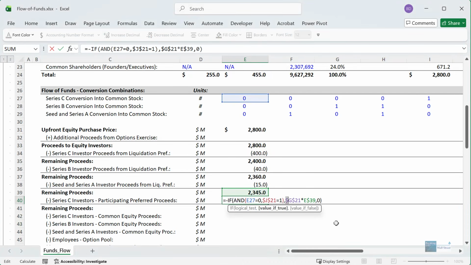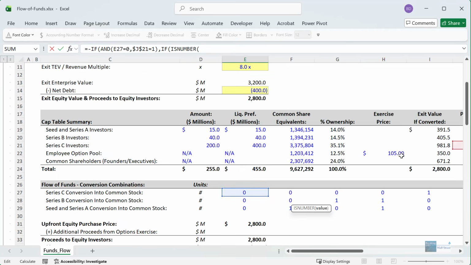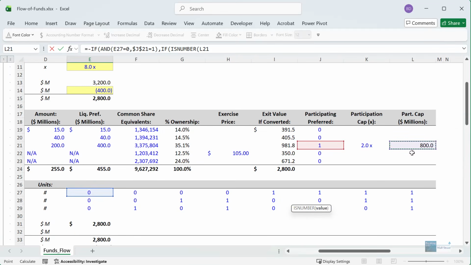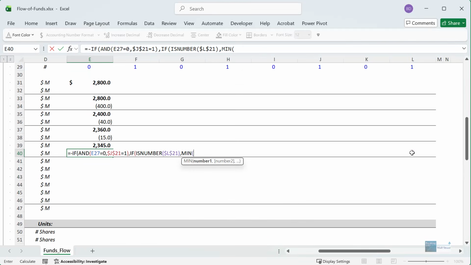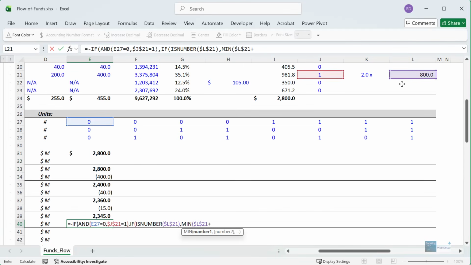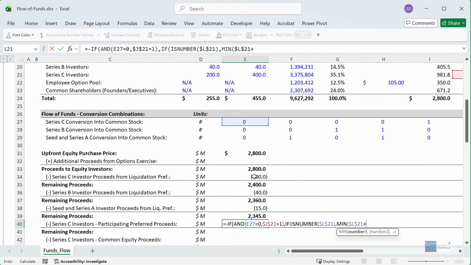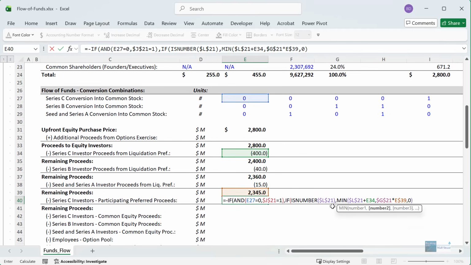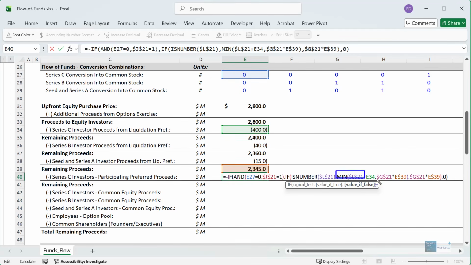And the way to do that is to modify this second part and to say that if this cap actually exists, so if we have a participation cap right here, which is 800 million, then we're going to take the minimum between this cap and then the liquidation preference distributed so far, and then our normal calculation, which is the remaining proceeds times their ownership percentage. And I'm just fixing up the parentheses here. So we use this minimum function to cap it.